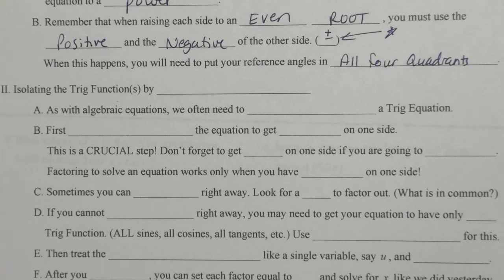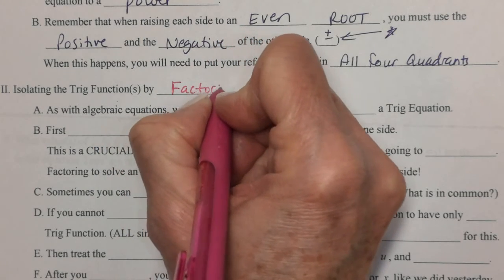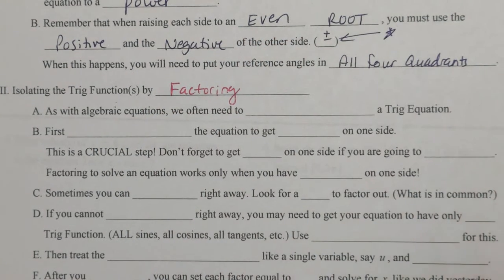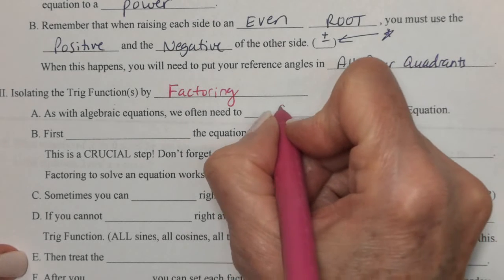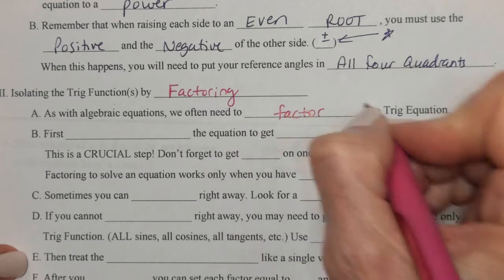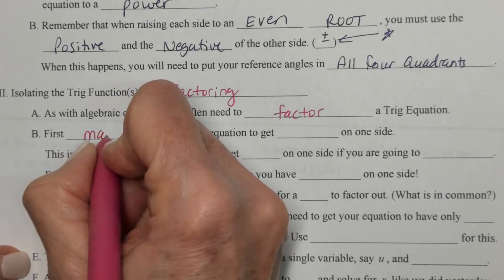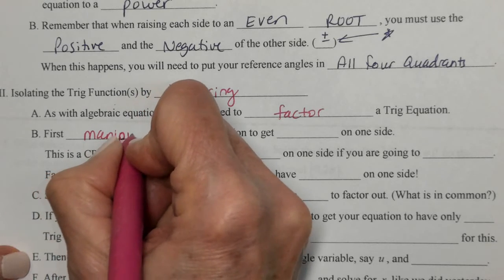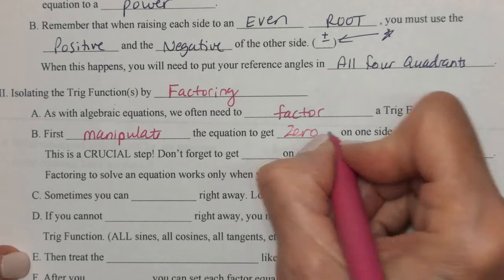Alright. Isolating the trig functions by factoring. Now, as with algebraic equations, we often need to factor a trig equation. Okay? First, we're going to manipulate the equation to get 0 on one side.